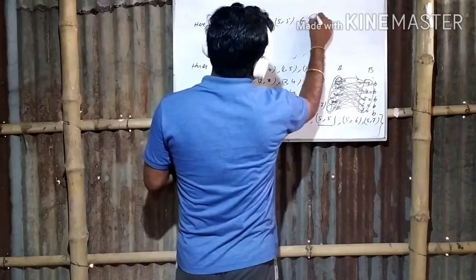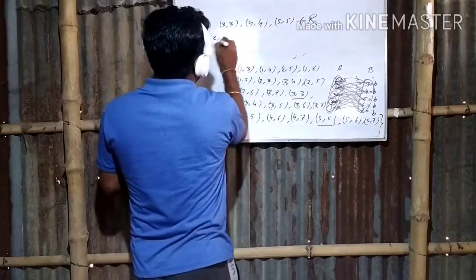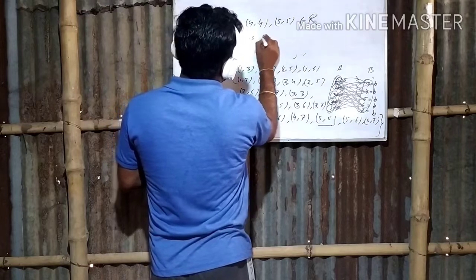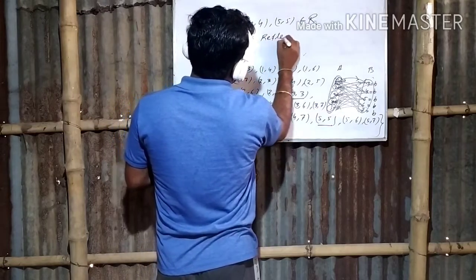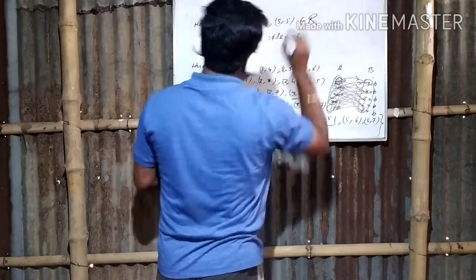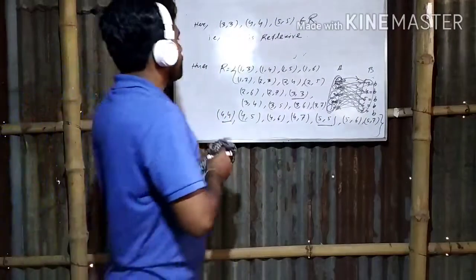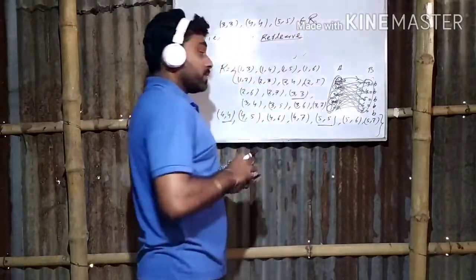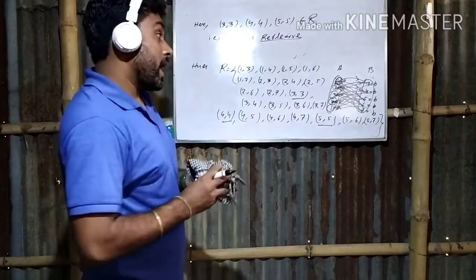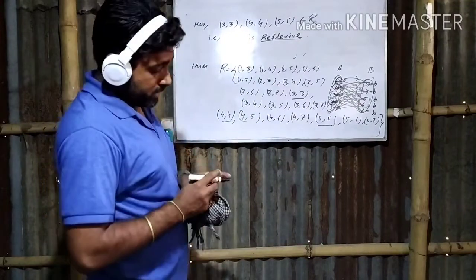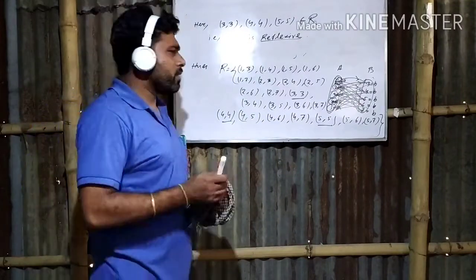So here, (3, 3), (4, 5) belongs to R. That is, R is what? Reflexive. R is reflexive.